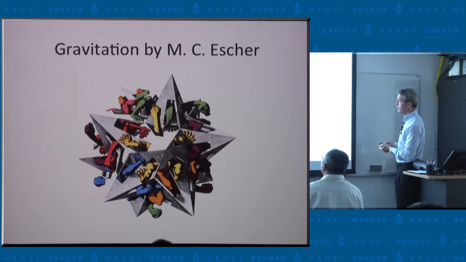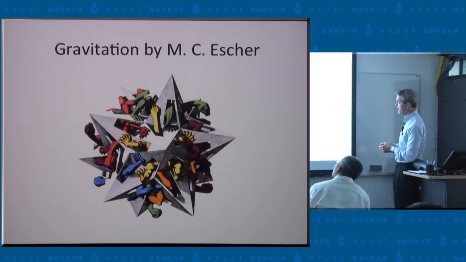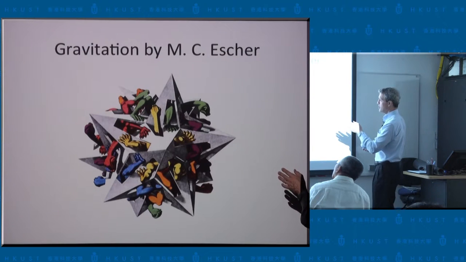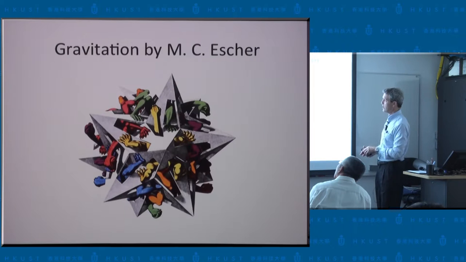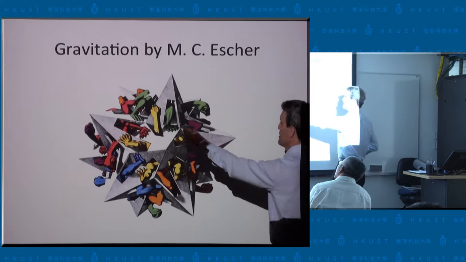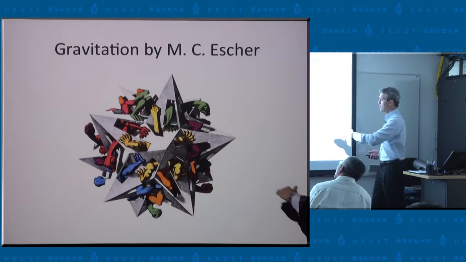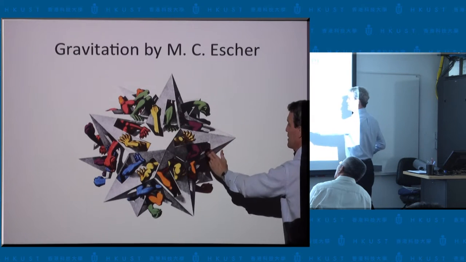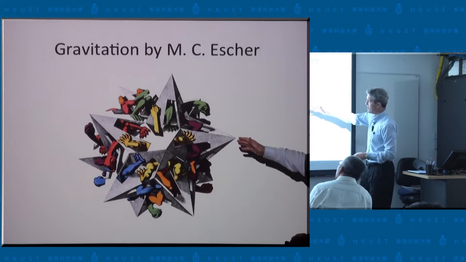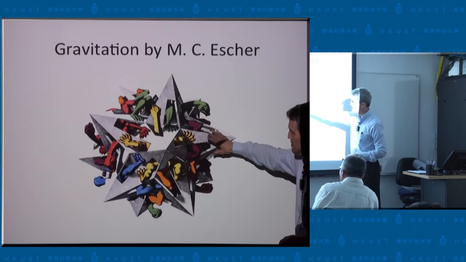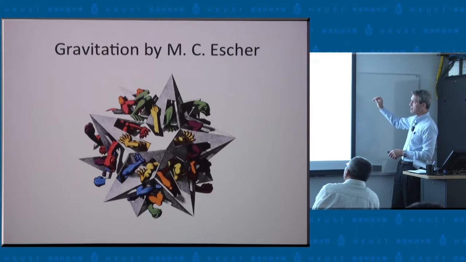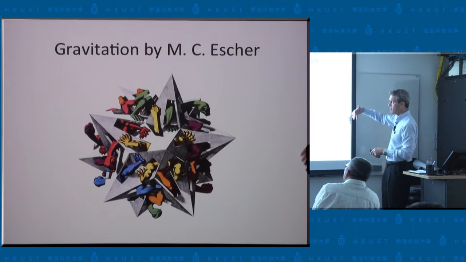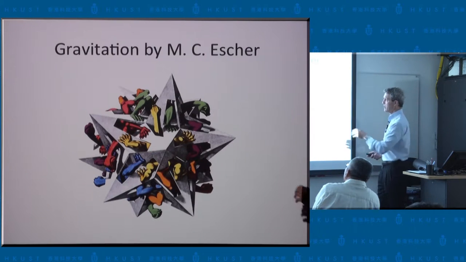This is an artwork by the Dutch artist M.C. Escher, who was very fascinated with symmetry. And you can see that it's built on what's called a stellated dodecahedron. So what has happened here is that each face of the dodecahedron has been extended. So then all the five faces adjacent to one face come out, and they make a cone, a pyramid with a pentagonal base.